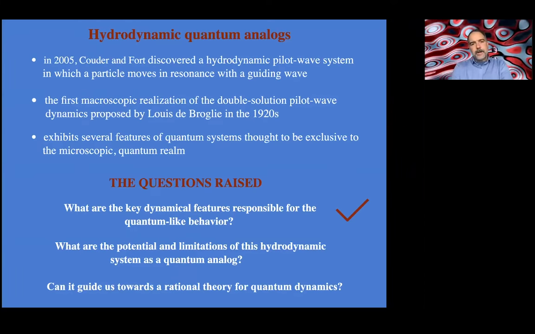So in 2005, Yves Couder and Emmanuel Fort discovered this hydrodynamic pilot wave system in which a particle moves in response to resonance with the guiding wave. So it's really the first macroscopic realization of the sort of mechanics imagined by de Broglie in the 1920s. And lo and behold, it exhibits several features of quantum systems that were thought to be exclusive to the microscopic realm. So the questions raised are, what are the key dynamical features responsible for the quantum-like behavior? What are the potential limitations of this system as a quantum analog? And can it guide us towards a rational theory for quantum dynamics, that is to say, a sensible trajectory equation?